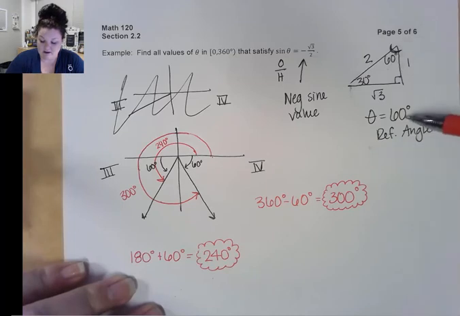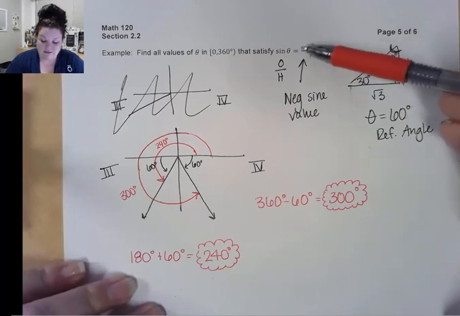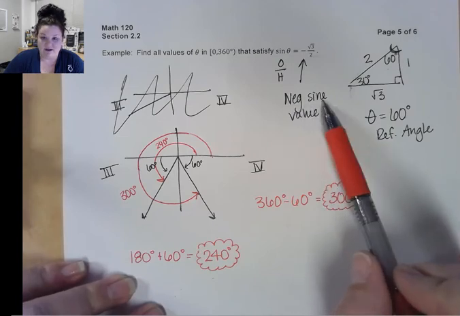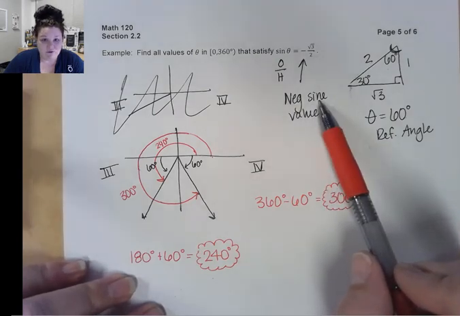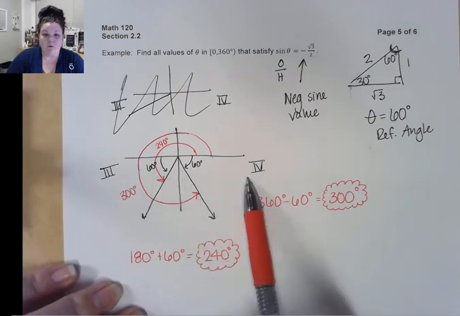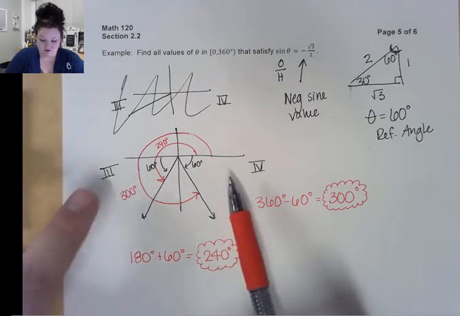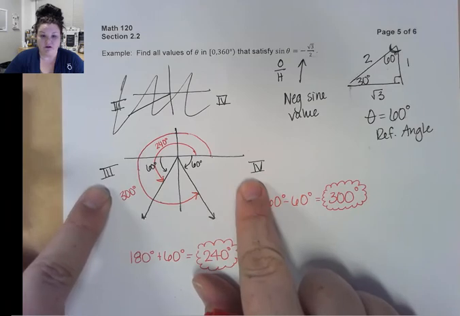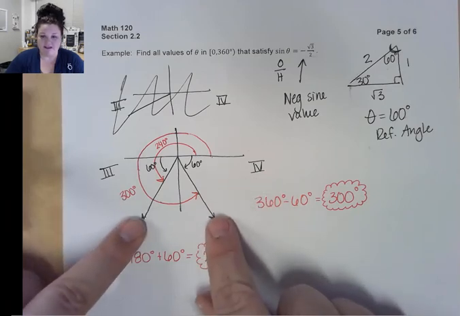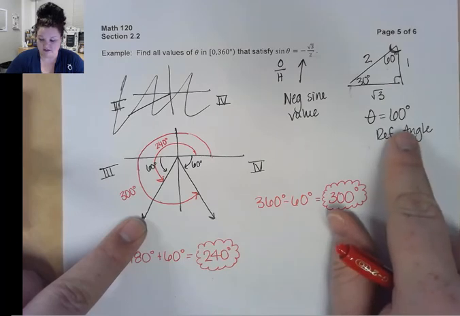Now that I know my reference angle, I look at the sign, meaning plus or minus, of this trig function value. Because I'm looking at a negative sine value, and sine has to do with y's, I went to the quadrants where I know my y's are negative, which is quadrant 3 and quadrant 4. And I drew the two terminating sides that would give me a 60-degree reference triangle, right?